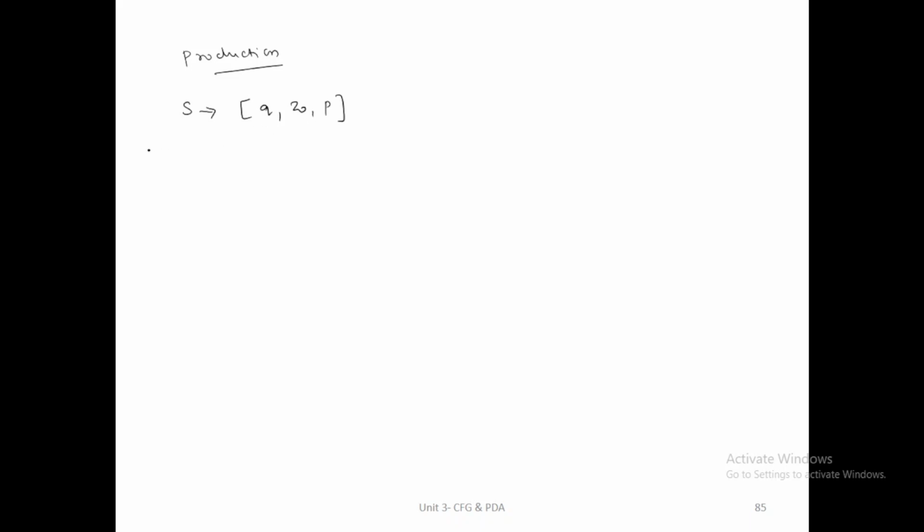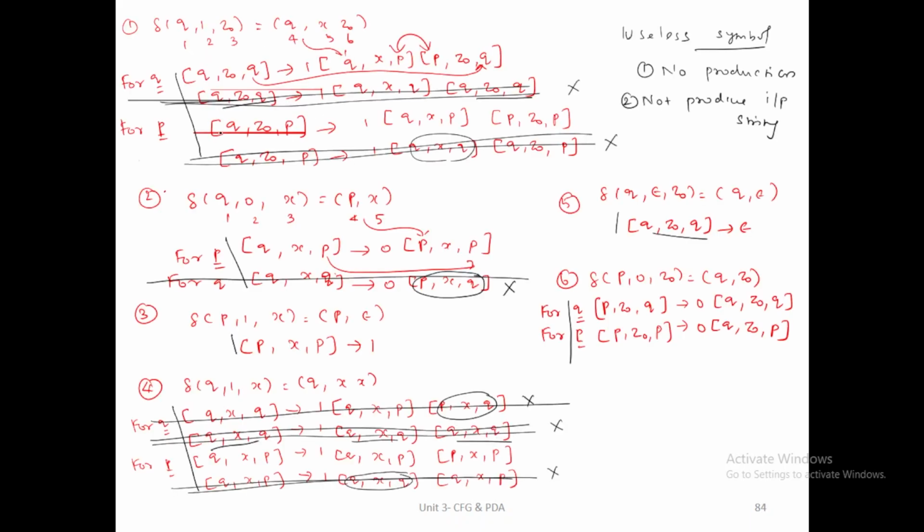Wherever a square bracket is available, this will be considered a variable. This variable should always contain a production, so I want to write that production. So [Q,0,P]. Let me check it out. Here [Q,0,P] is available, so I want to write that value.